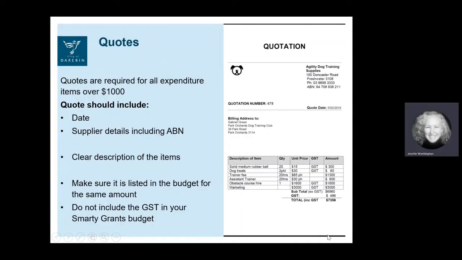So with quotes, we're also asking that quotes are included, and if you can, get copies of those sent to you as part of your application. So the quote should have a date to make sure that the date is relatively contemporary, so recent as much as possible. The supplier details, if they have an ABN or an address, a clear description of the items and the cost, and also to make sure that it's listed in your application as well, that they match, and don't include GST in your grants budget.